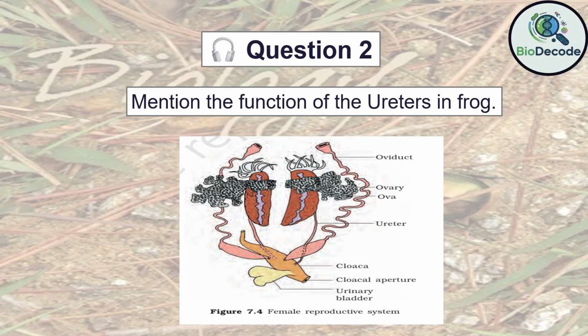In male frogs, the ureters are known as urinogenital ducts because they perform a dual function. First, they carry urine from the kidneys. Second, they also transport sperms during the breeding season. In female frogs, the ureters function only as urinary ducts and carry urine to the cloaca. The reproductive products in females are transported through oviducts, not ureters. Thus, the ureters in frogs serve as essential conduits for the removal of nitrogenous waste, helping maintain internal balance.